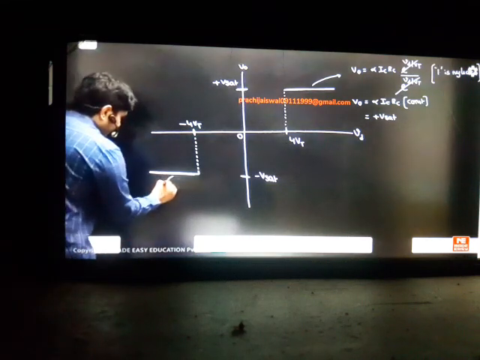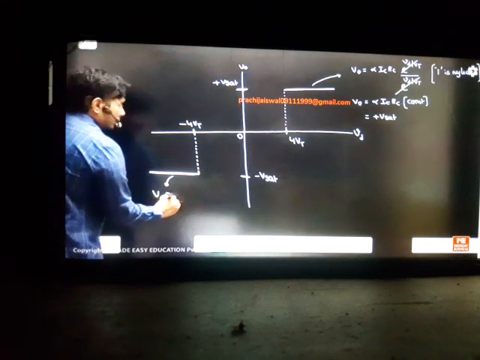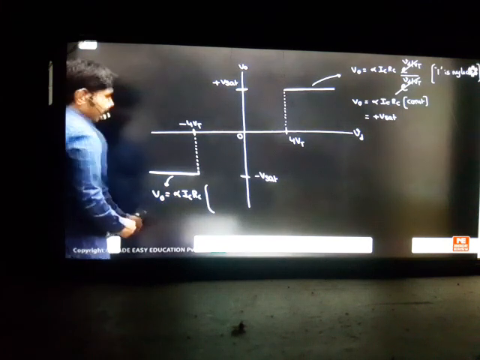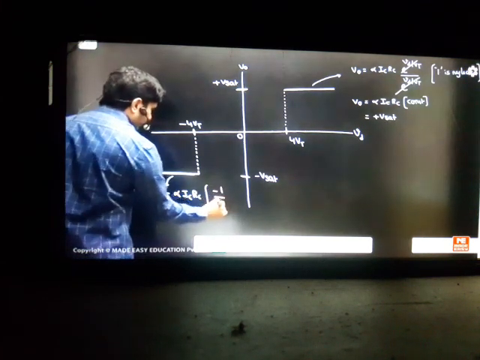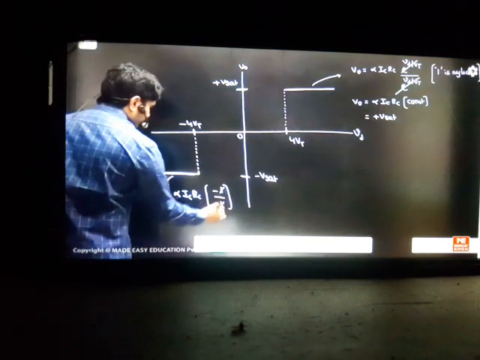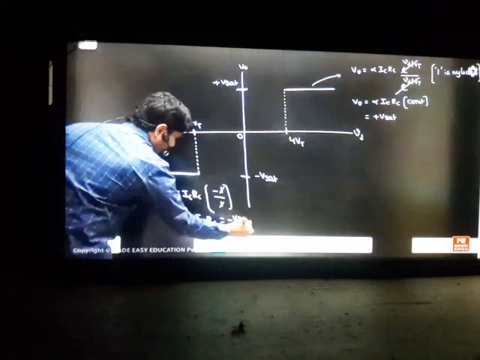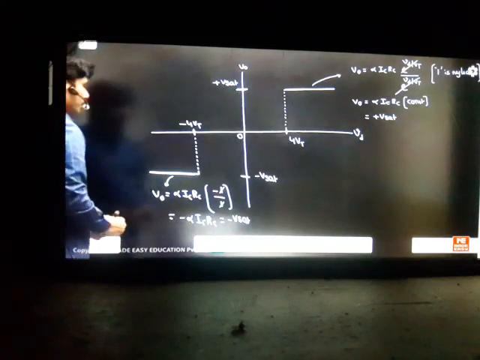So what is the meaning of this? Your output V naught is alpha times IC into RC. Here we are neglecting the exponential form, so we get minus 1 divided by 1. Oppositely, exponentials get neglected because it's a negative effect. Because of this, the 1 is cancelled, and your answer is minus alpha IC into RC, which is nothing but minus V saturation. So in one case you are getting minus V saturation, in the other case plus V saturation.